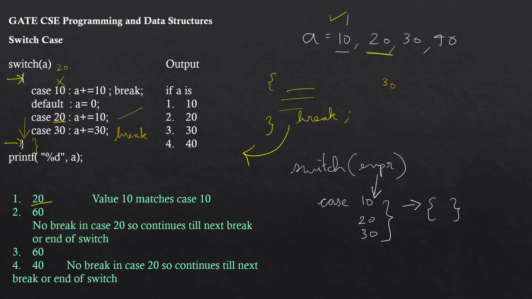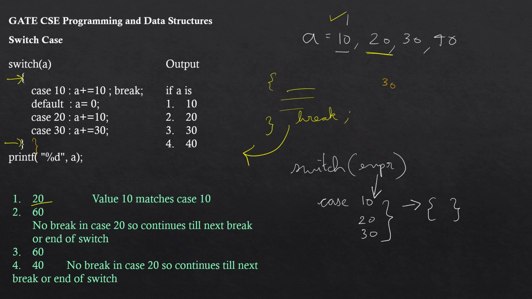Okay. So in this case, since there was no break, it increments by 10, becomes 30. Now next case, it matches case 30 and becomes 60. So in this case, because there was no break, it evaluates everything. So actually, even if this case was not matching, it will still evaluate. We'll look at that case in the next question. So the value we're getting is 60.